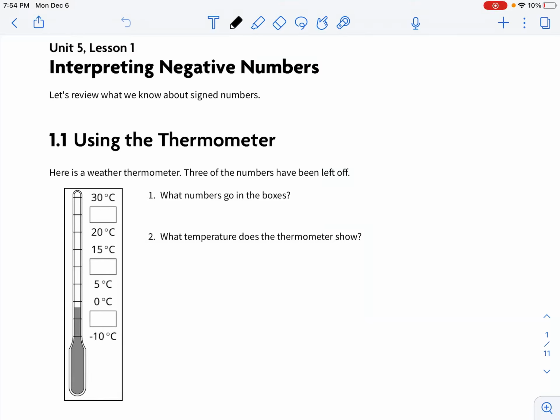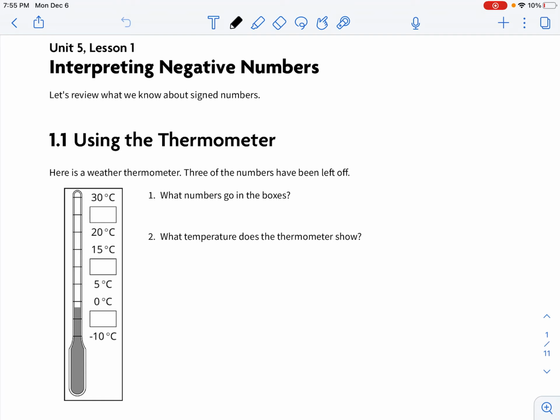All right, we're going to start looking at rational numbers, kind of starting with those negative integers. This should be reviewed from last year, but we're just going to use the number line to show how positive and negative numbers match up. So here it says, using the thermostat, here's the weather thermometer. 3 of the numbers have been left off. What numbers go in the box?